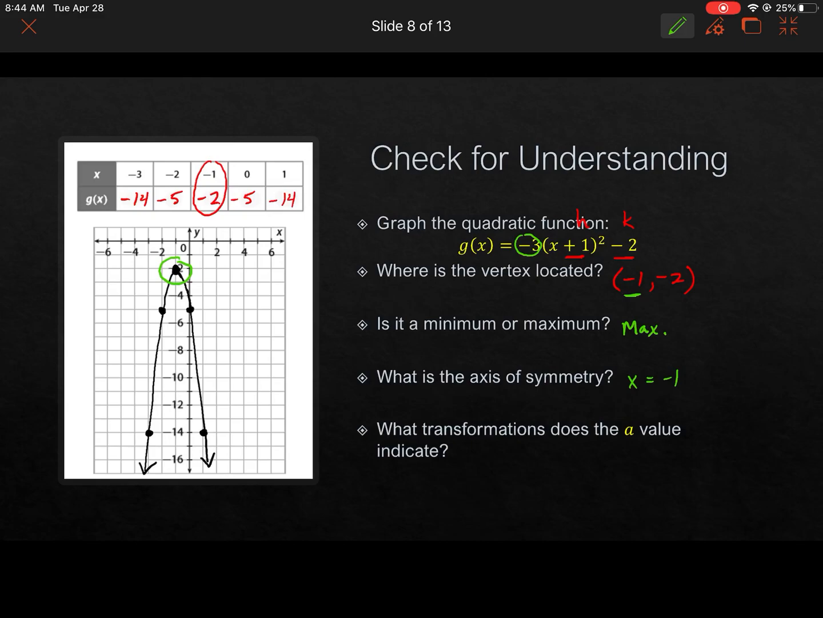And what transformations does the a value tell us about the graph, even before we graph it? Well, we know it's negative, so it's a reflection.